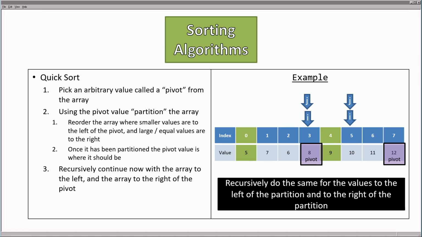Now we have I and j right here at the pivot. And we still do the same thing. We swap the value at I and j with the pivot value, but since it refers to the same thing, it just remains right there. And in fact, 8 was where it should have been all along.